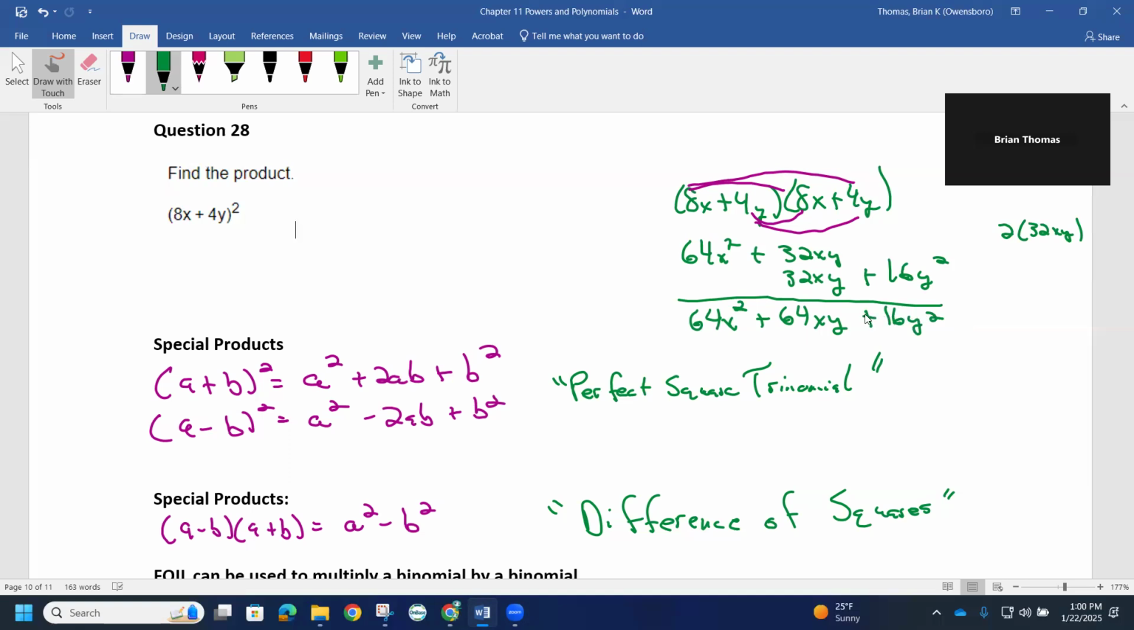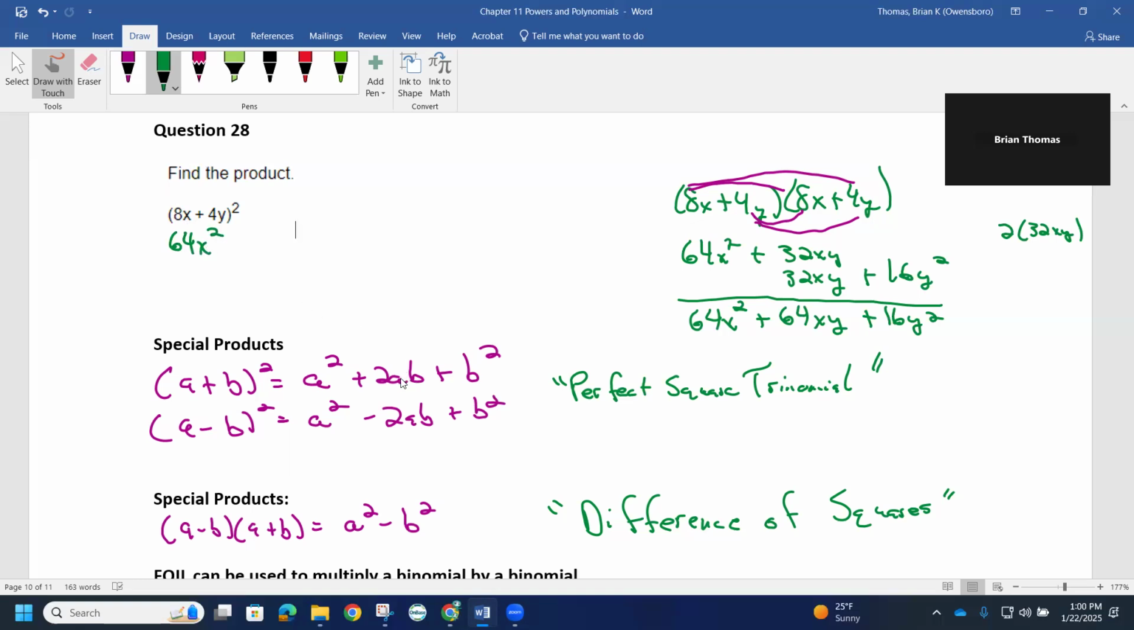Now, instead of using FOIL, there's a pattern to this. If we have what's called a perfect square trinomial, so if we have a binomial squared, it's going to turn into a trinomial. So there's going to be three moves. So notice how A is going to be the 8x, the B is going to be the 4y. So what we do is follow the three steps. The first step simply says square the 8x. So 8x times 8x is going to be 64x squared.